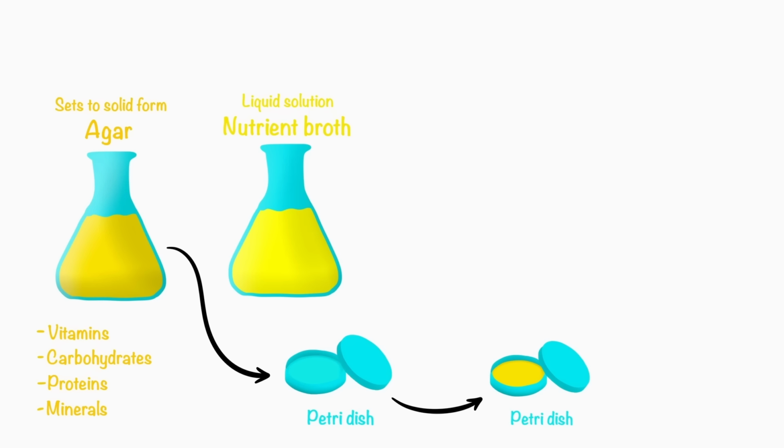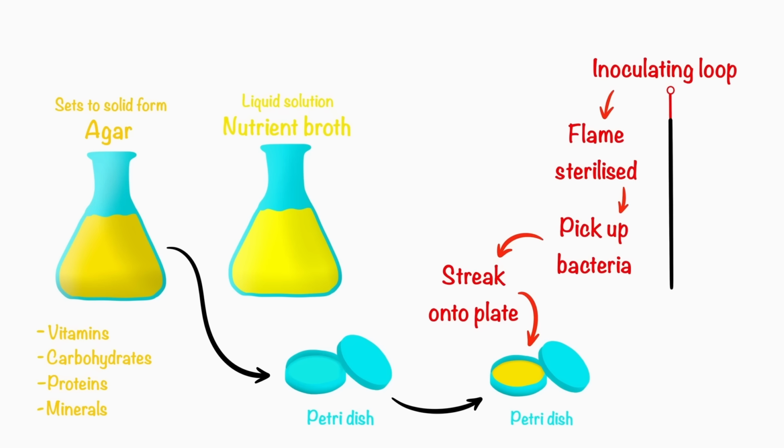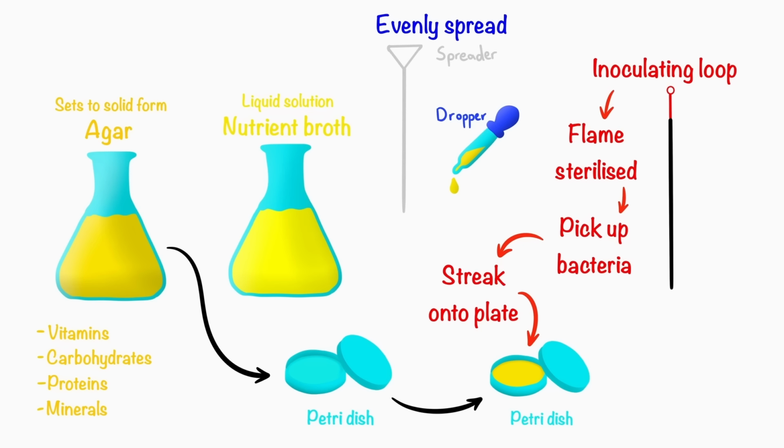First, hot liquid agar is poured into shallow plastic dishes called petri dishes and allowed to cool and solidify. Once the agar has set, bacteria can be transferred to it using sterilized tools like inoculating loops. These are small wire loops that can pick up tiny amounts of bacteria. Alternatively, sterile droppers and spreaders can be used to create an even layer of bacteria across the plate.